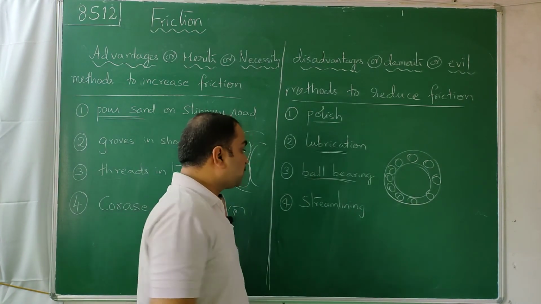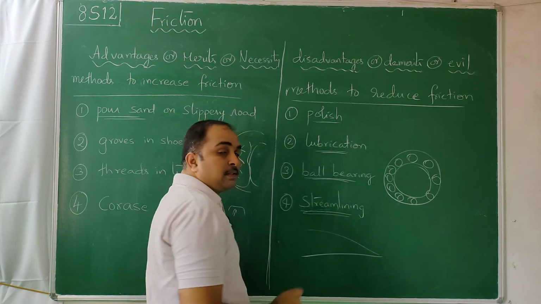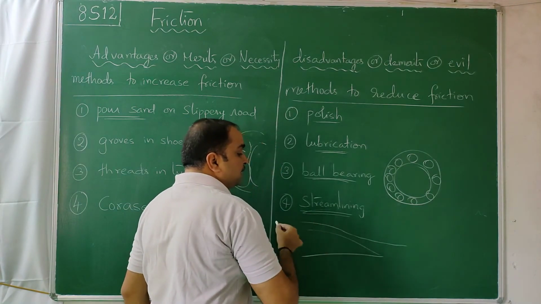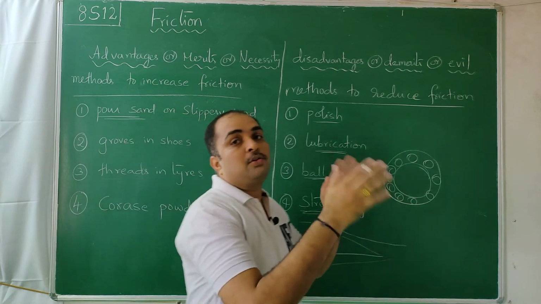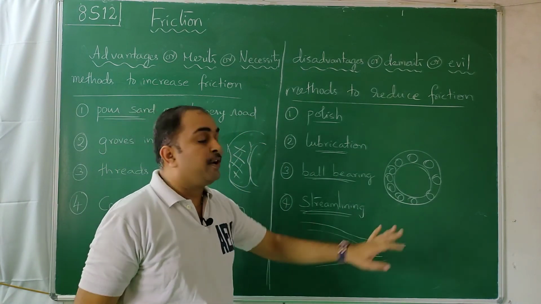Thereby friction gets reduced. Streamlining. Particularly high speed trains and high speed vehicles, they make the front part sharper. So the air which comes here just easily passes away through its sides and the vehicle goes forward. And this is related not to solid friction, this is related to solid-fluid friction.